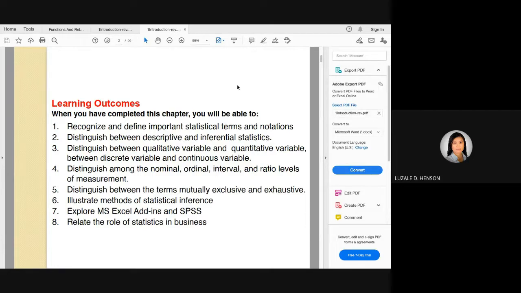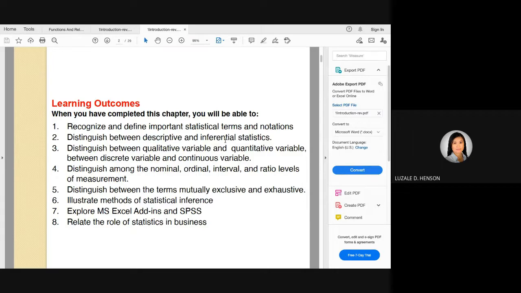and define some important statistical terms and notations, because in statistics we will be dealing with several notations and symbols. Should be able to distinguish between what is descriptive and what is inferential statistics. Distinguish between qualitative and quantitative variables, between discrete variable and continuous variable. Should be able to distinguish among the nominal, ordinal, interval, and ratio level measurement. Distinguish between the terms mutually exclusive and exhaustive.